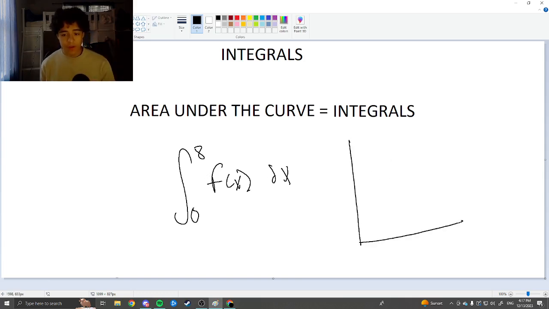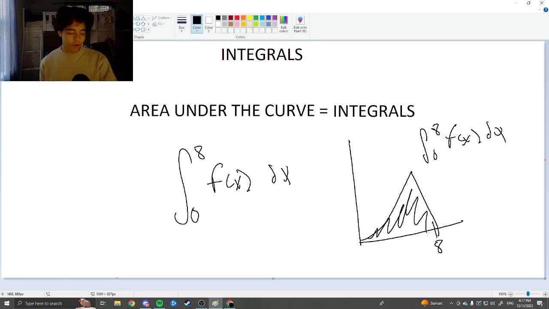So if I have a graph and it looks like this, and 8 is here, if I say find the integral of 0 to 8 of f of x dx, you know that you're finding all of this shaded region, right? You can find trapezoidal area, trapezoidal sum, left Riemann sum, right Riemann sum, midpoint Riemann sum. Those are all going to give you estimates of the integral of 0 to 8.